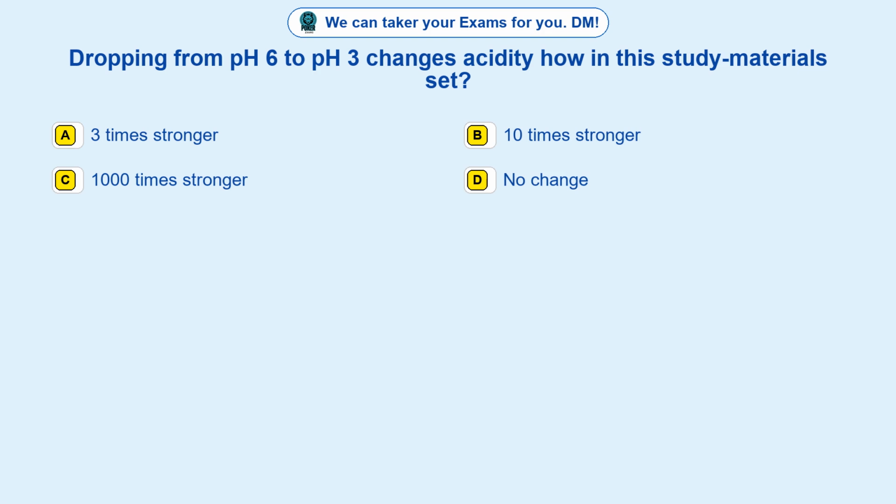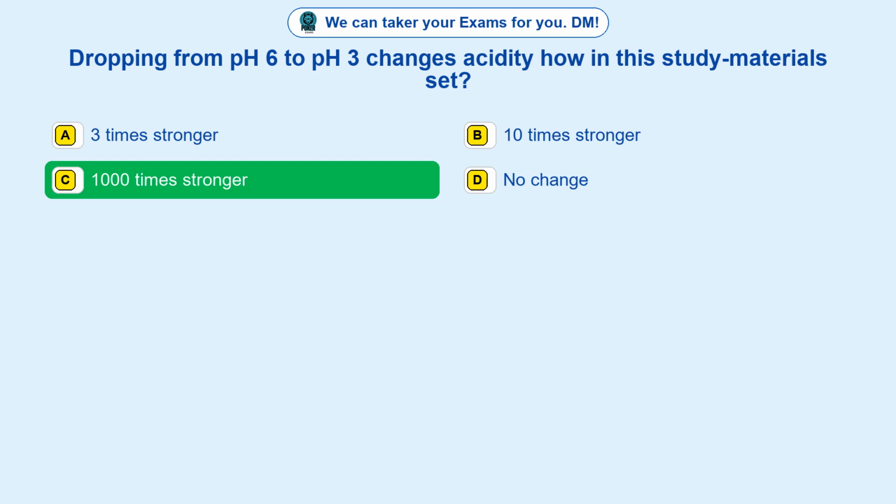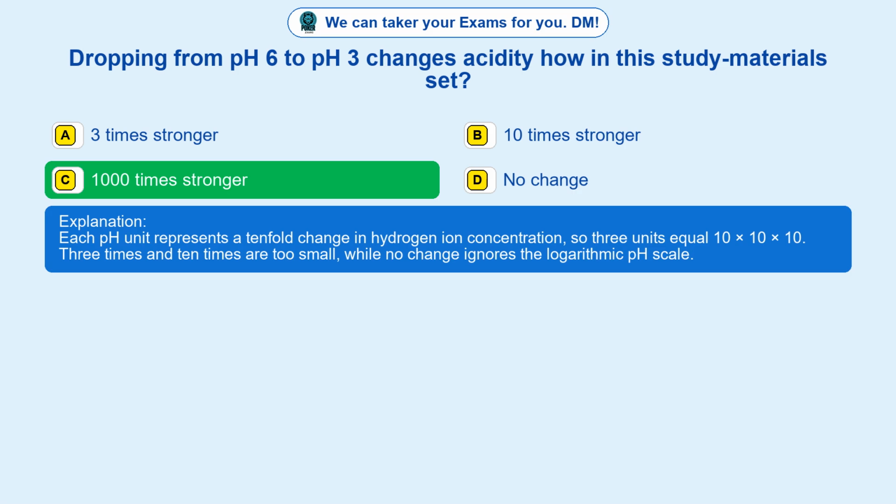Question 53. Dropping from pH 6 to pH 3 changes acidity how in this study material set? Option A 3 times stronger. Option B 10 times stronger. Option C 1000 times stronger. Option D. No change. The correct answer is option C. 1000 times stronger. Each pH unit represents a tenfold change in hydrogen ion concentration, so 3 units equal 10 times 10 times 10. 3 times and 10 times are too small, while no change ignores the logarithmic pH scale.